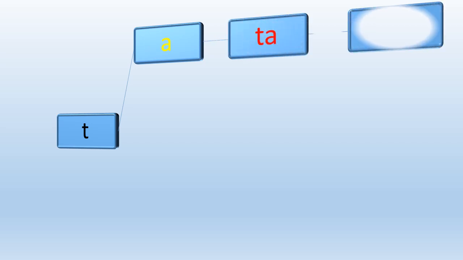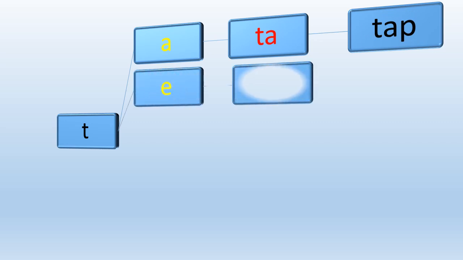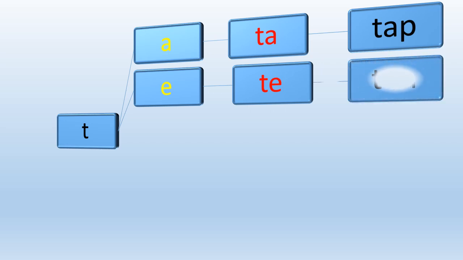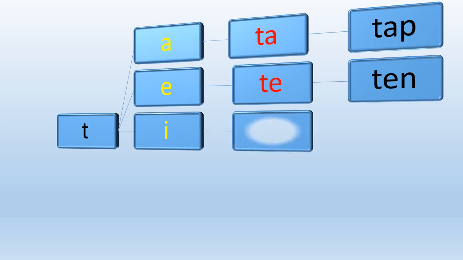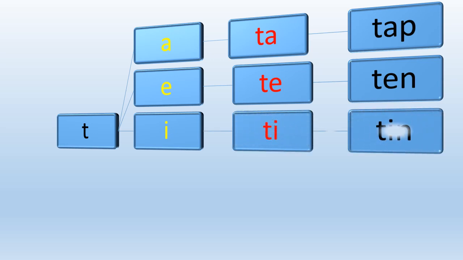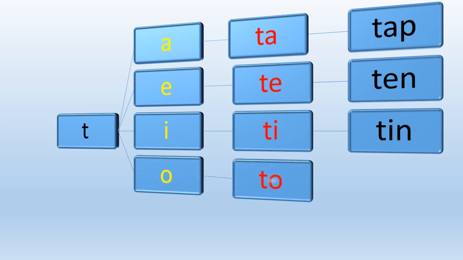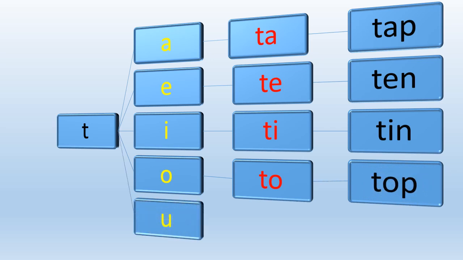The next letter is T. T, A, Ta, as in tap. T, E, Te, as in ten. T, I, T, as in tin. T, O, To, as in top. T, U, T, as in tug.